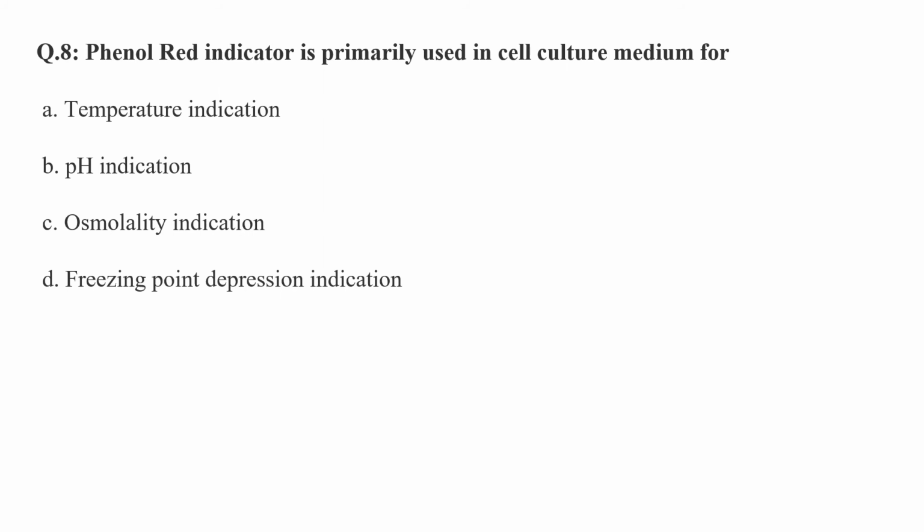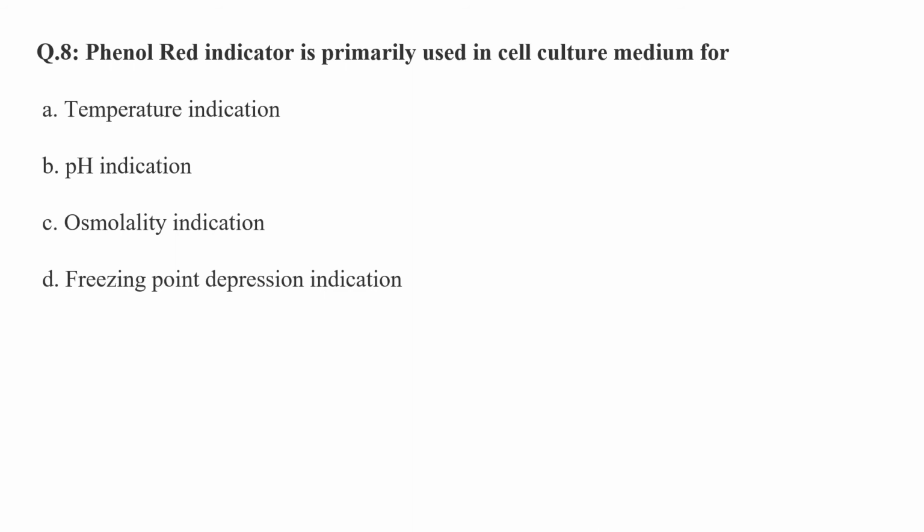This indicator is added to the media so that if there is a change in pH, we will know by visualization that the pH of the media has changed. For example, if acids are secreted by cells and the media turns acidic, it is not suitable for further growth of the cells, so we need to change the media. If the phenol red turns yellowish in color, the pH of the media has reduced, so we need to change the media.